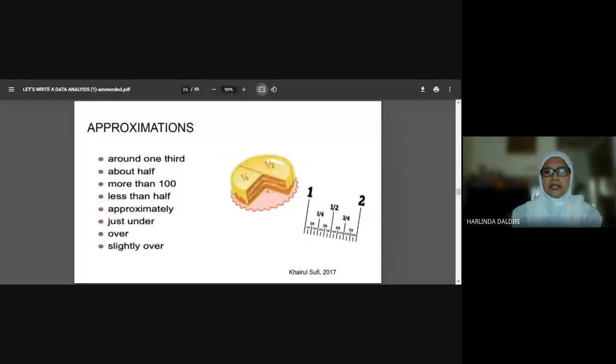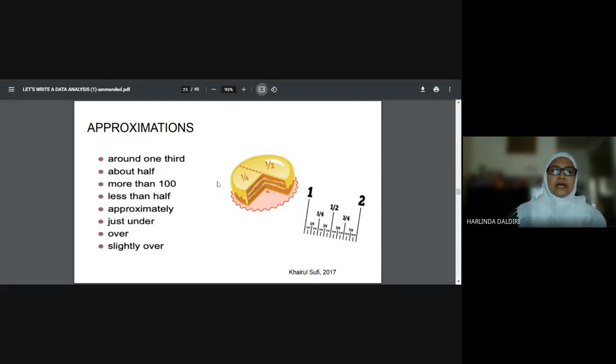Okay, approximations are the expressions that you use when you have numbers or figures that are not exactly a round figure. Like for example, if you have 25, then it's easy for you to mention it, okay? What if you have a percentage like 23.3, or 33.33? So that's why these approximations will come in handy when you have those kinds of figures in your data.